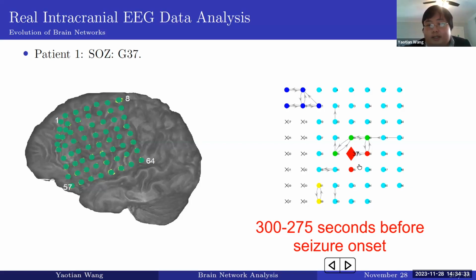Again, regions in the same color are in the same module. For example, the red, dark blue, green, or yellow. Regions in light blue are in a module that only contains itself. So these regions with light blue are in individual modules. The seizure onset zone of this patient is G37 and is marked with a diamond in this estimated brain network.